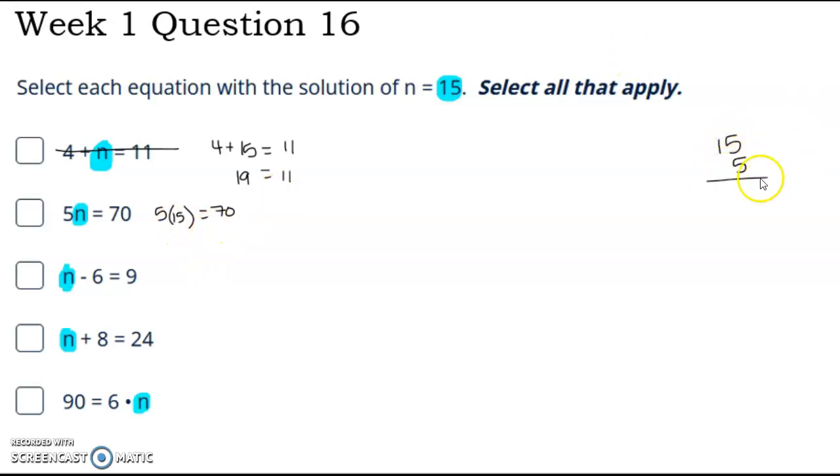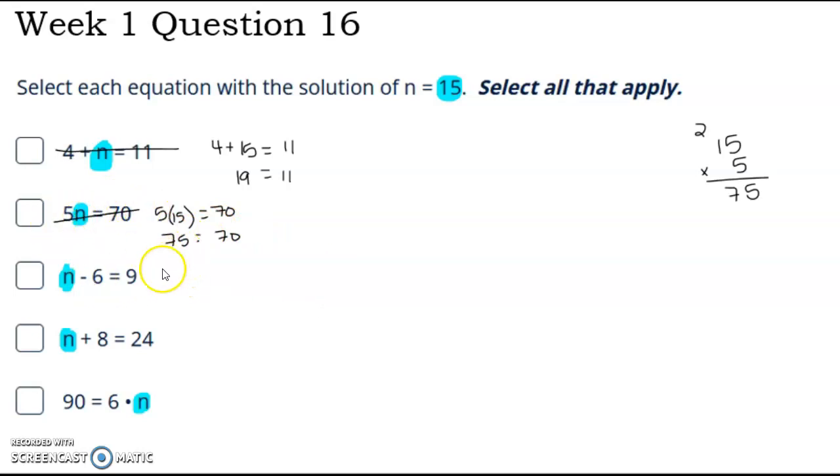I'm going to go ahead and write that over here. 5 times 5 is 25, and 5 times 1 is 5, so that's 75. So does 75 equal 70? No, that's not true either.